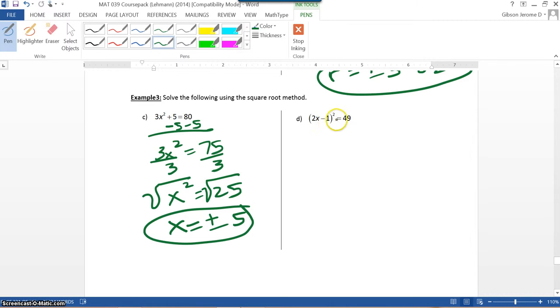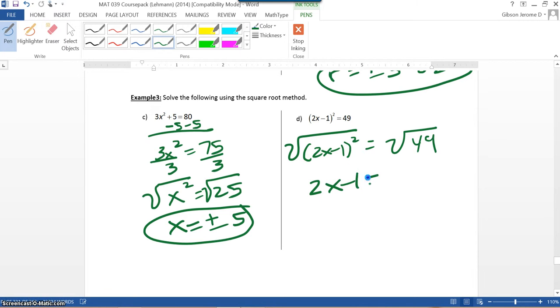Now we come here to D. If you notice, this whole parenthesis is squared, and nothing else is on this side except the parenthesis squared, and it is equal to a number. So we would take the square root of this parenthesis squared and the square root of 49. The square root of this parenthesis squared will leave what's inside the parenthesis, and the square root of 49 will be positive and negative 7.